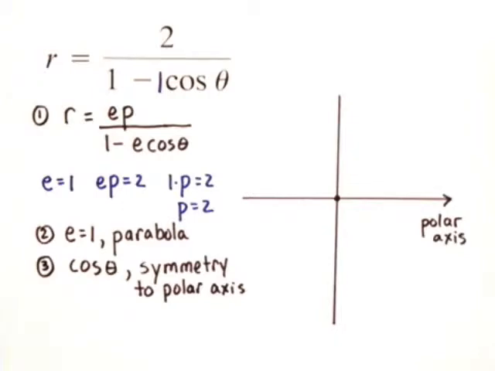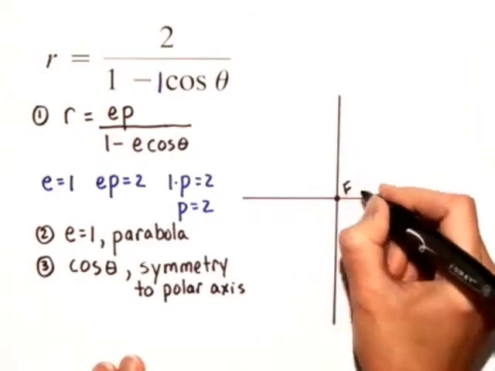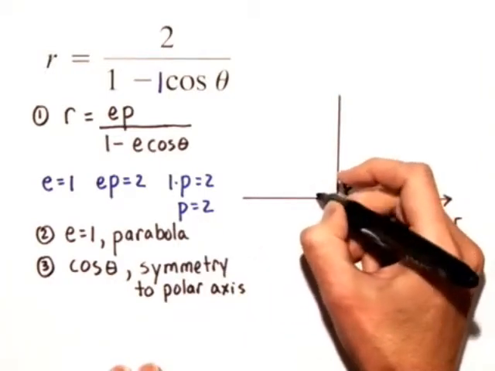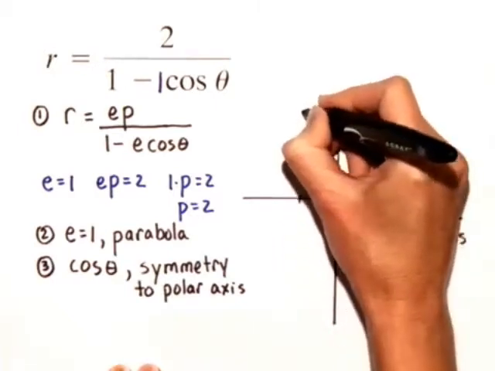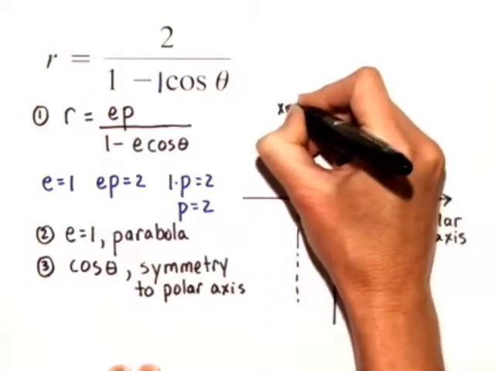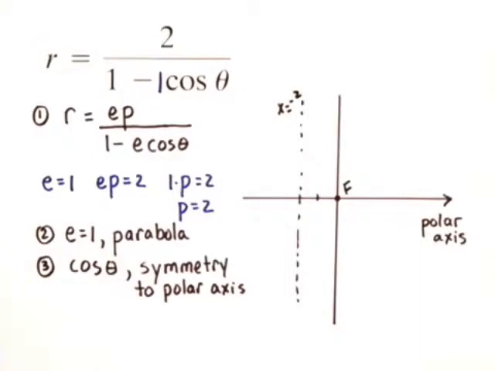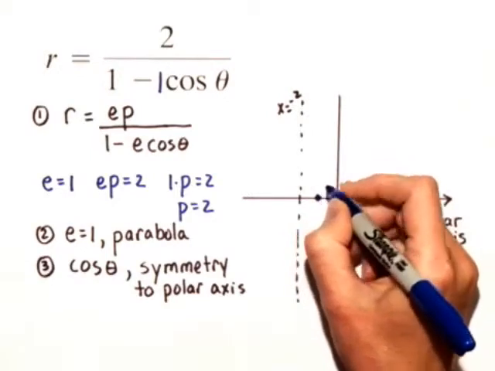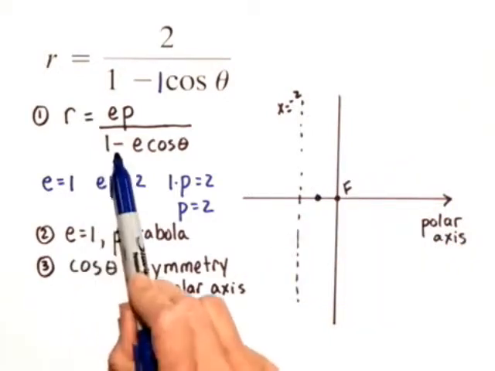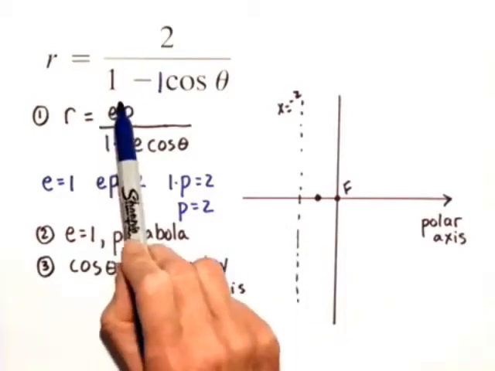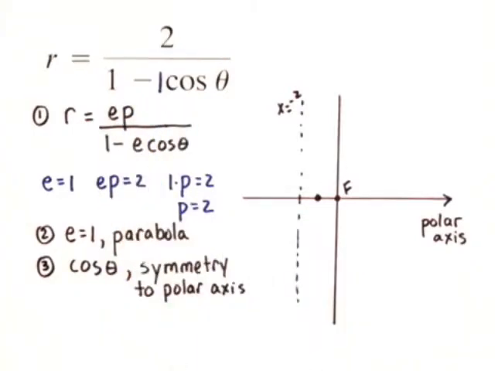Based on the standard form, we know that our focus is located at the pole, and because p is equal to 2, we have our directrix located at the line x equals -2. We know that our vertex is halfway in between these two. We also know, based on the standard form of ep over 1 minus e cosine theta, when this represents a parabola, our parabola will open to the right. If this had been 1 plus cosine theta, our parabola would have opened to the left.